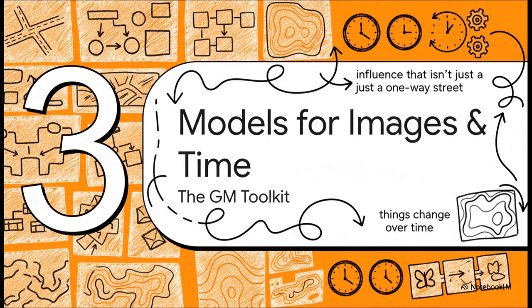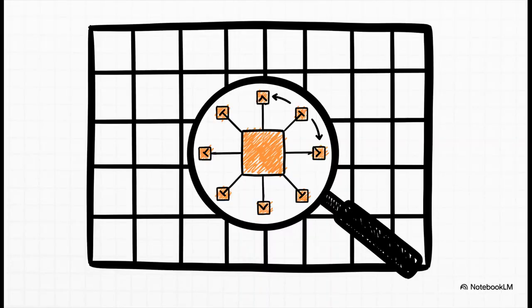But hey, Bayesian networks are just one tool in this whole graphical model toolkit. Different problems need different kinds of maps. So what about problems where influence isn't just a one-way street? Or what about stuff that changes over time? Remember those other models we mentioned, the ones without the arrows? They're called Markov random fields, or MRFs, and they are perfect for situations where influence is local and mutual.